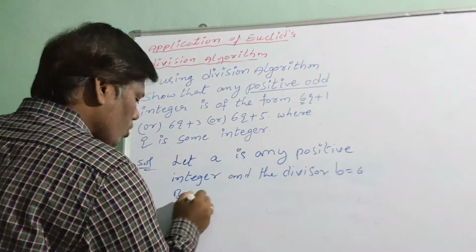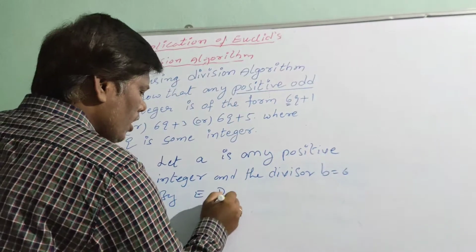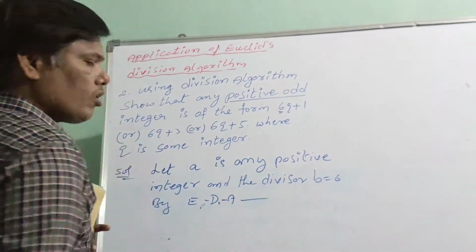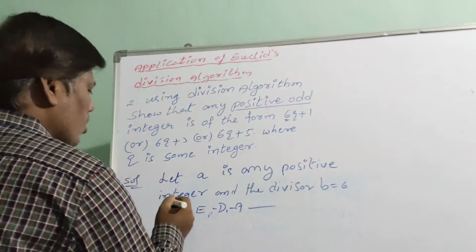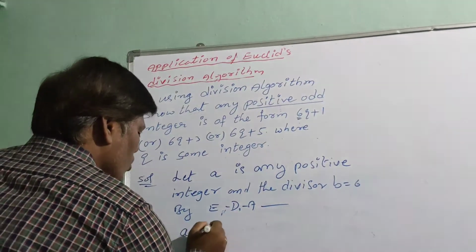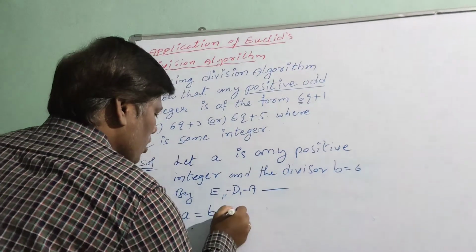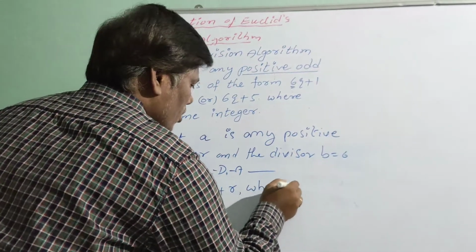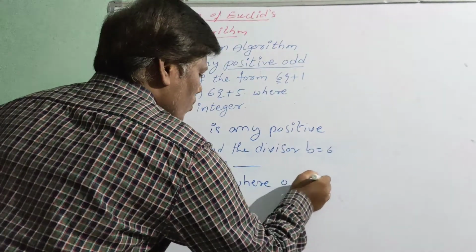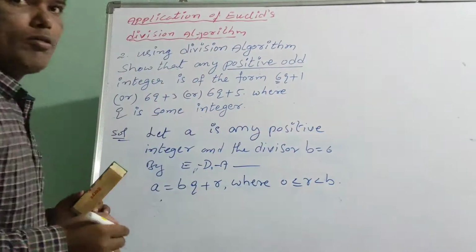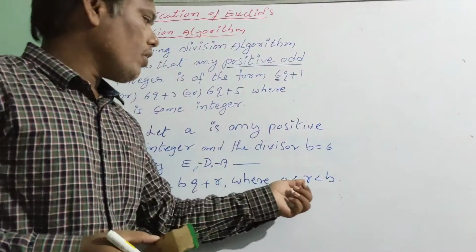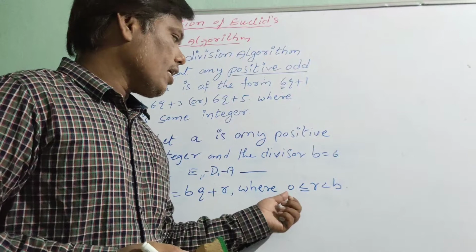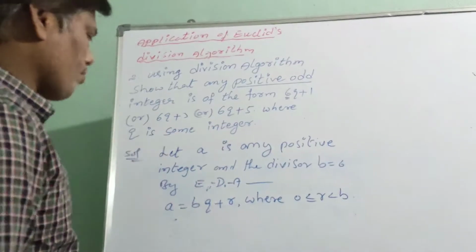By Euclid's division algorithm we get a is equal to b into q plus r, where 0 is less than or equal to r less than b. Remainder always lies between 0 and the divisor. It is greater than or equal to 0 and always less than the divisor.